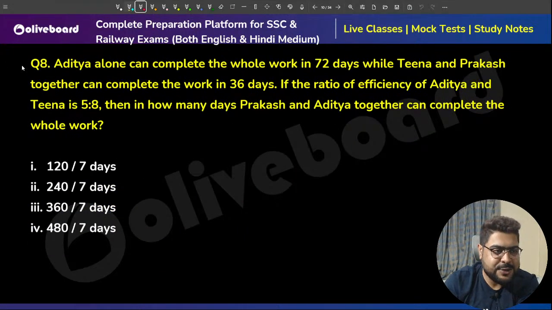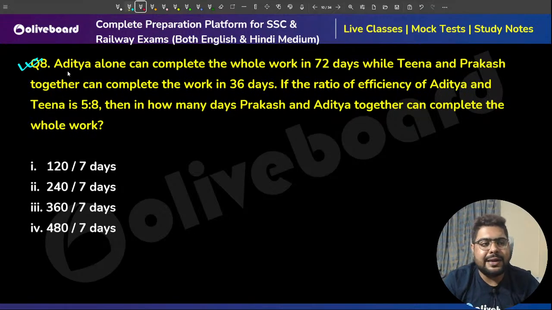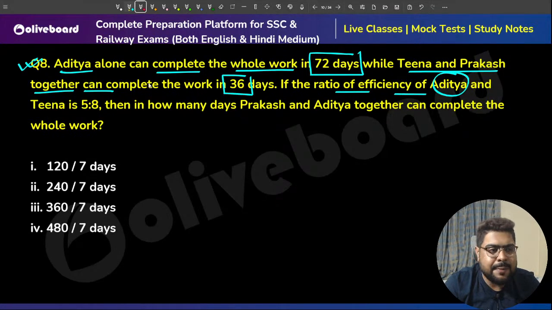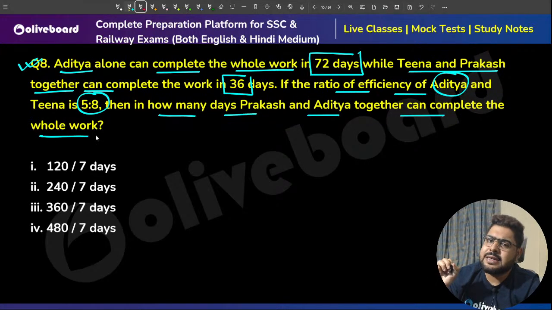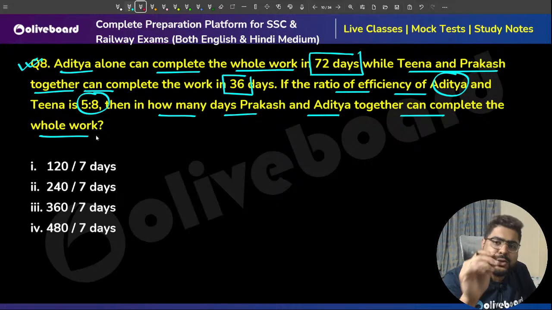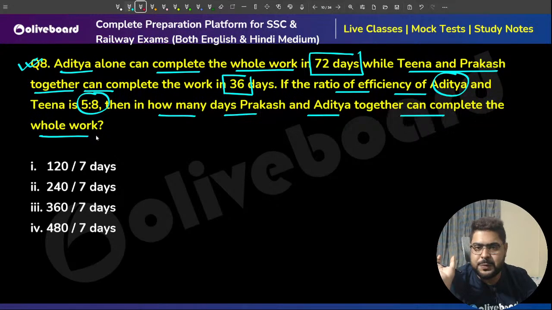Sir, next one. Aditya alone can complete the whole work in 72 days, while Tina and Prakash together can complete in 36 days. Okay. Ratio of efficiency of Aditya and Tina is this. In how many days Prakash and Aditya together can complete the whole work? So there are so many different ways of solving this. If you are strong in quant, you can directly solve it using only ratio.